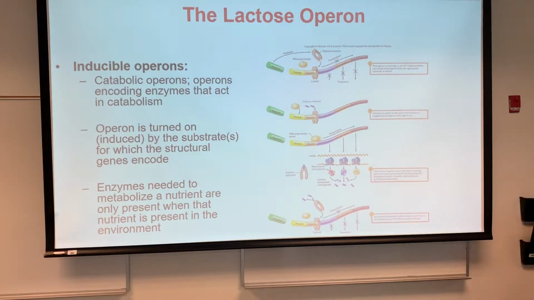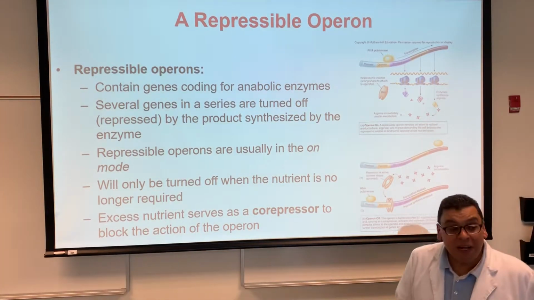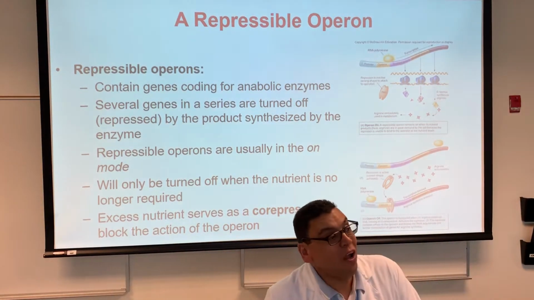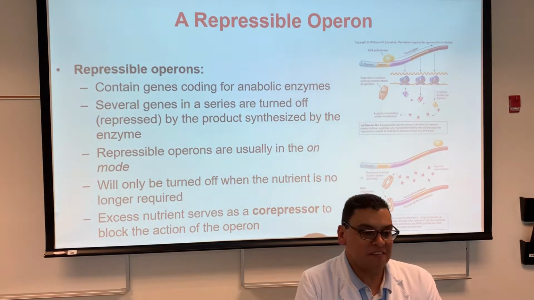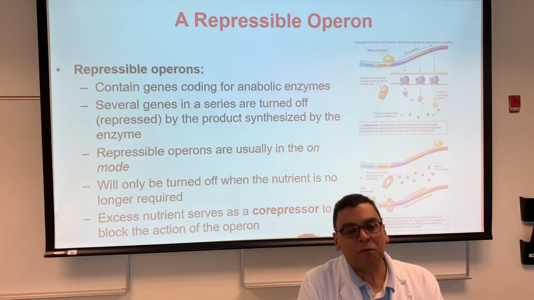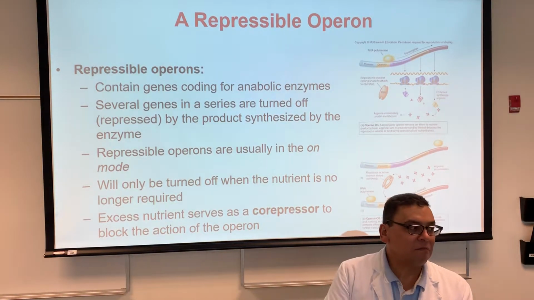Okay, let's do the other one. The other one is called the Repressible Operon. The Repressible Operon is equivalent to you walking into a room where the light is already on. So what's the only option now? The only option is to turn it off.